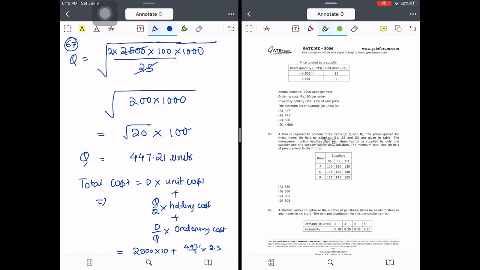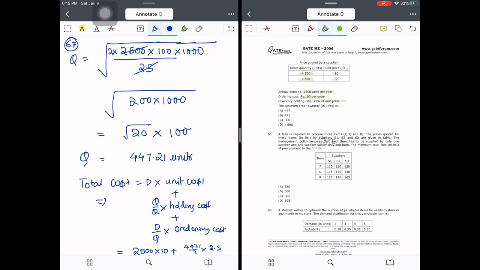So we were doing question number 67. In question number 67, they have given two price codes. First, if we purchase less than 500 units, then the unit price will be 10, and if we purchase 500 units or more, the unit price will be 9. Of course, if we purchase more, they will reduce the unit price.